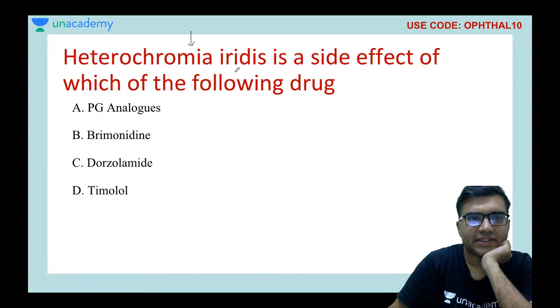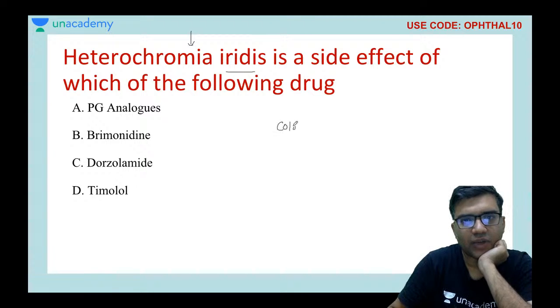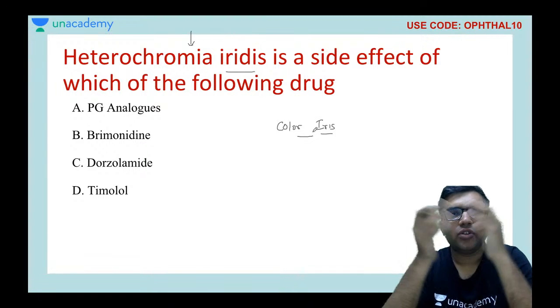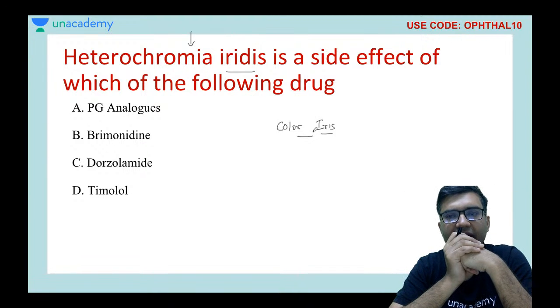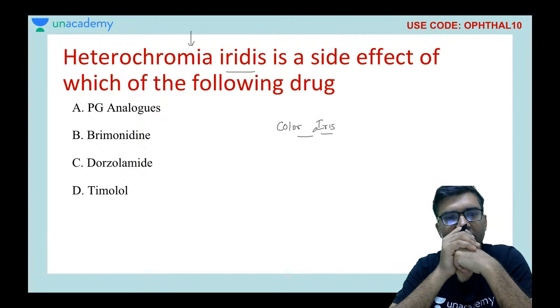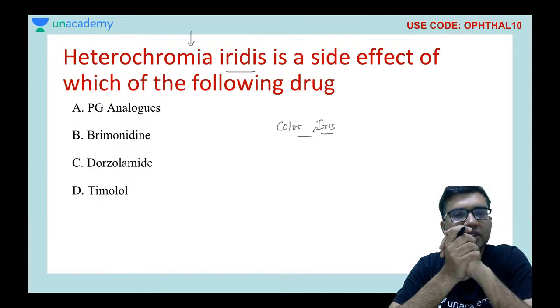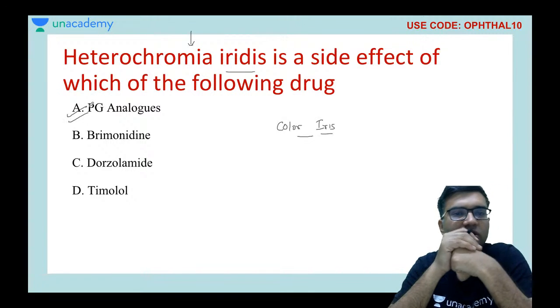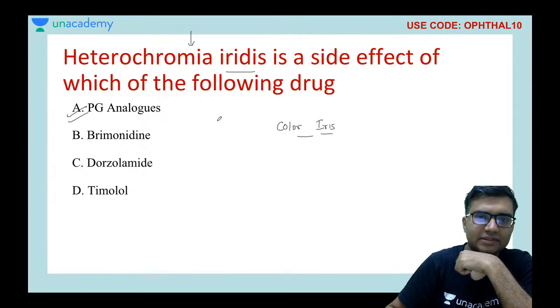Heterochromia iridis. What I mean is that the color of the two irides is changed. You can see it in some systemic diseases like Fuchs heterochromic iridocyclitis, and you can also see it in Horner syndrome. So if they ask about the drug which causes heterochromia iridis, it is PG analogs like bimatoprost, latanoprost, or travoprost. So the answer here is A.